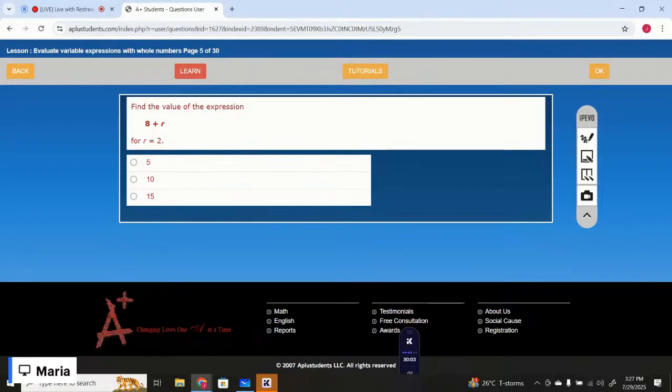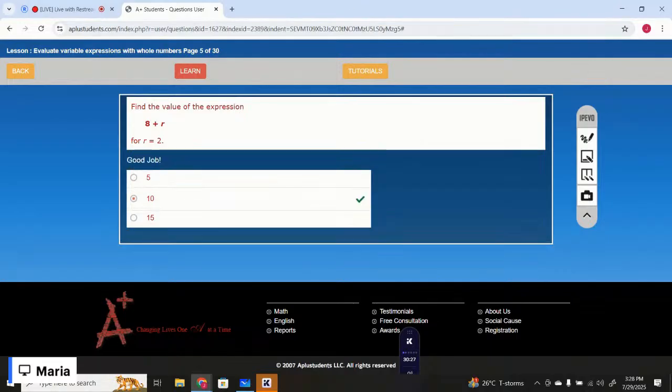Find the value of the expression 8 plus r for r equals 2. That is 8 plus 2 is 10. Option number 2 is the correct option.